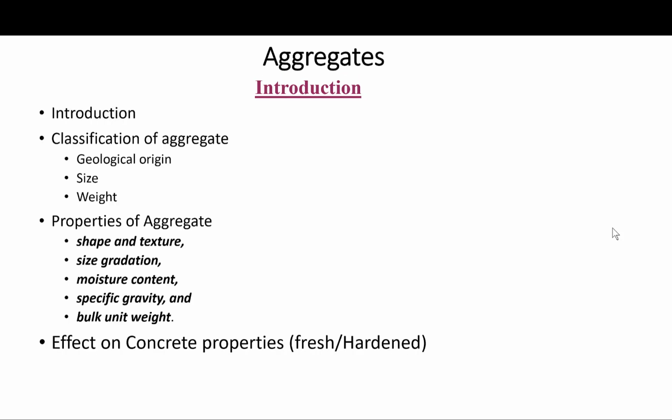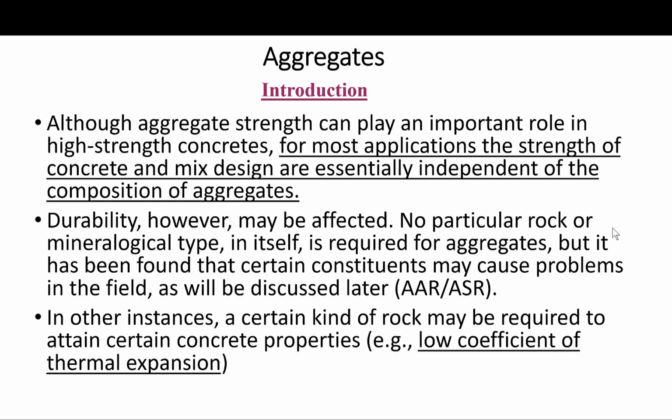Okay, so in this module, the topics that will be covered, of course, are an introduction about aggregates, which we are discussing, classification of aggregates, geological origin, which we're not going to discuss in depth, we're just going to mention it, and size and weight. Then properties of the aggregates, such as shape, texture, size gradation, moisture content, specific gravity, and bulk unit weight. And also we are going to discuss the effect on concrete properties, fresh and hardened, okay? So let's get to it.